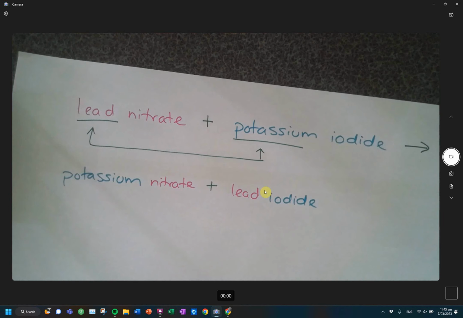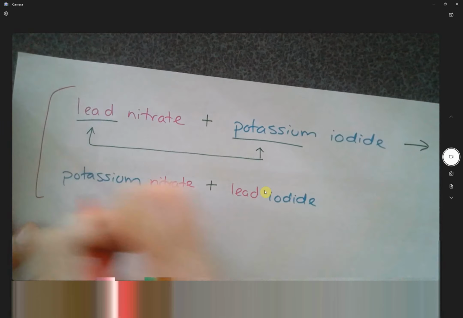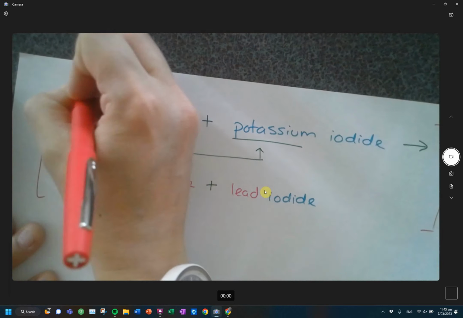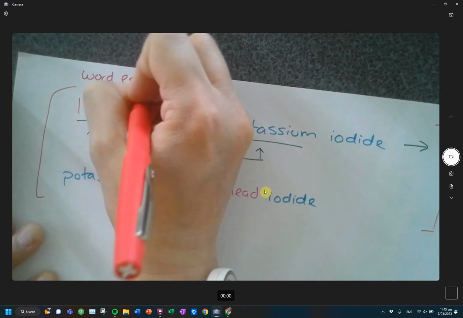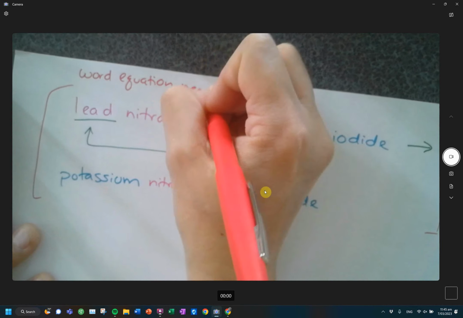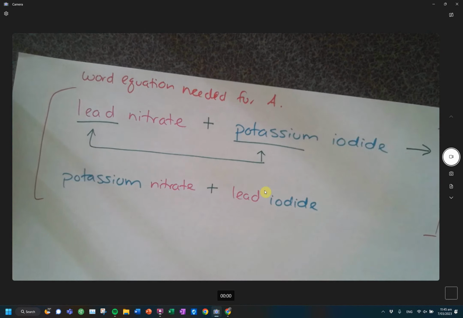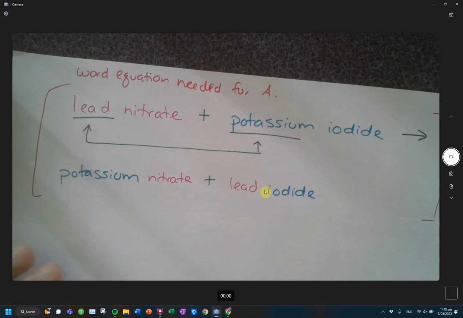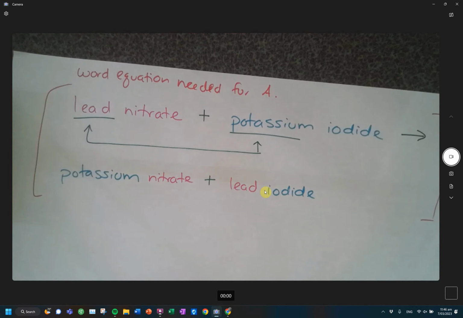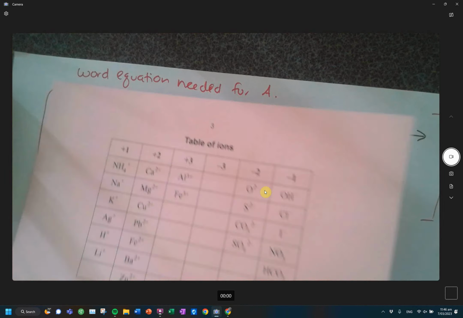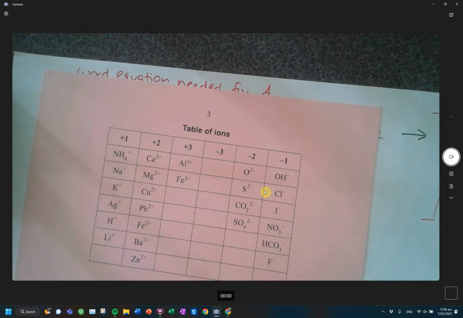We okay with that? So this here is your word equation, and you need your word equations for the achieved. Next thing, if I want to get this up to merit, I need to start putting in my symbolic equations. So remember, you have your table of ions as your resource sheet. If I'm looking for lead, lead is Pb.